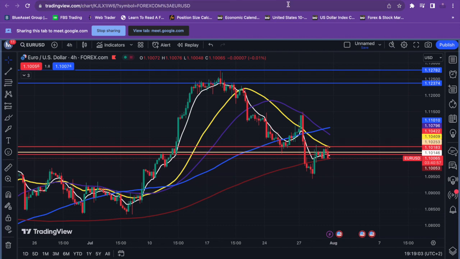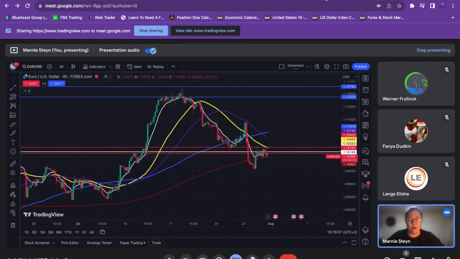Is there any other currency pairs that you guys have been looking at that you would maybe want me to quickly analyze and just give you some take on that? I know, Werner, you've been trading Fanya, you've been trading lekker.